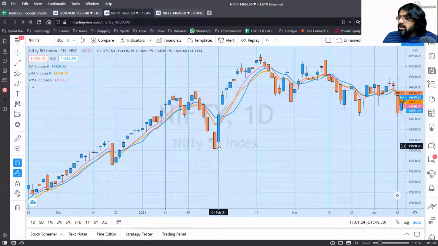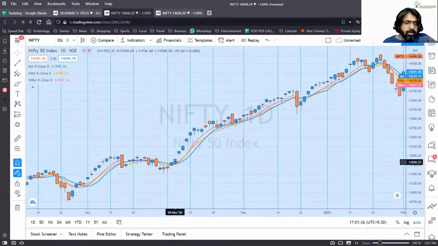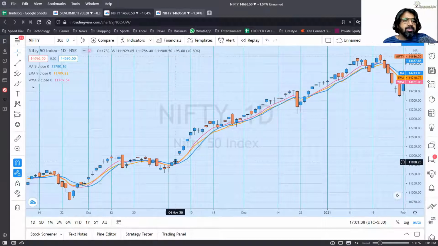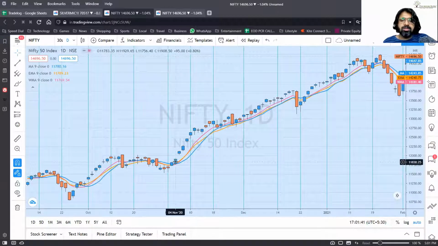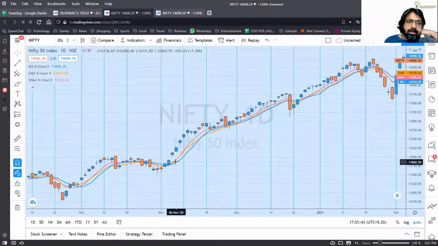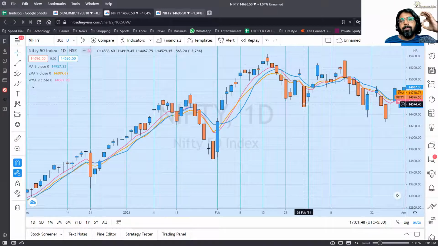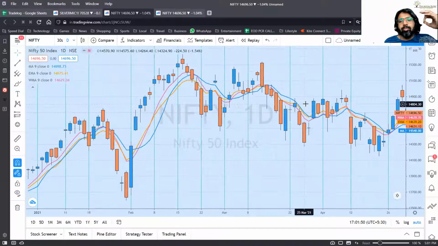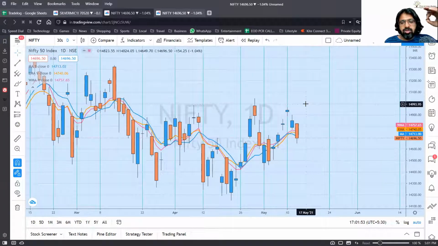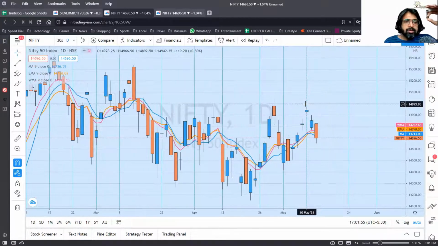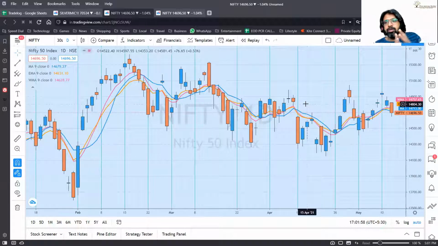Now, the calculation for the exponential moving average is a bit taxing, so it goes outside the scope of today's discussion. But its use is similar. You can use all of these moving averages for everything that we have discussed today, right? And the weighted moving average is the one which is the most sensitive to the latest price fluctuations. So these are the three moving averages that you can use.